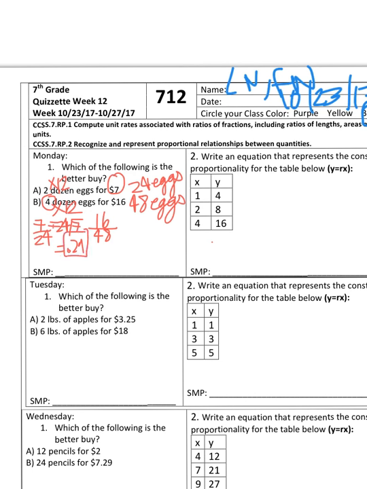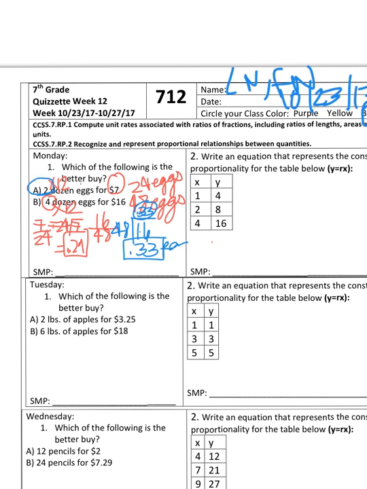Now the second option, I'm going to change the color of the pen. So I have 16 divided by 48, and that is 33 cents per egg. Per egg. So which is the better buy? A or B? A.